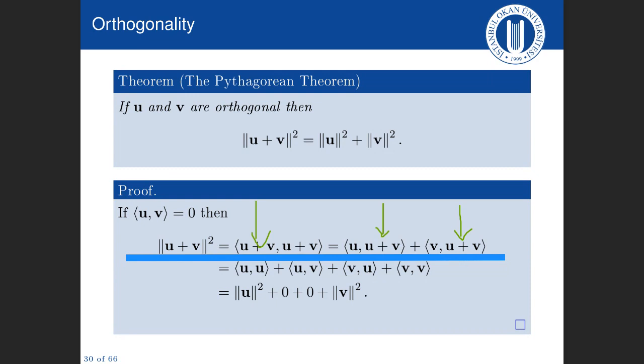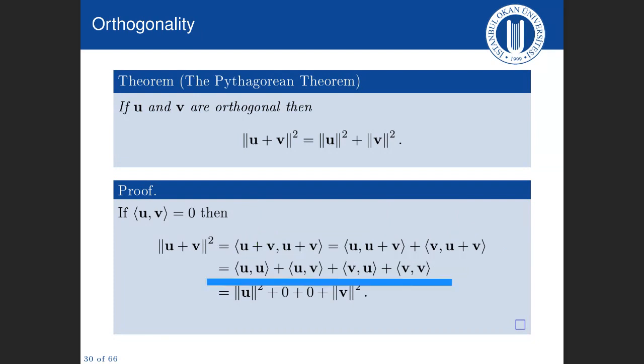Two things each cut into two is going to give us 4 terms. So just be careful here. If you have 2 pluses, 2 places to cut, that means 4 different terms. Inner product of u and u, plus inner product of u and v, plus inner product of v and u, plus inner product of v and v.